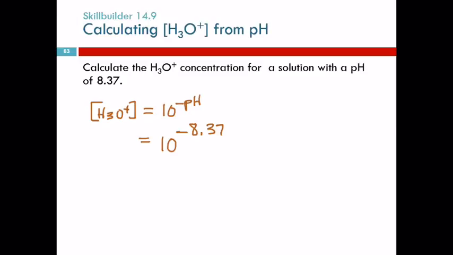And then I'm going to plug in negative 8.37 and press equals. And I'm going to have to put it into scientific notation to be able to see it decently. It'll be 4.3 times 10 to the minus 9.